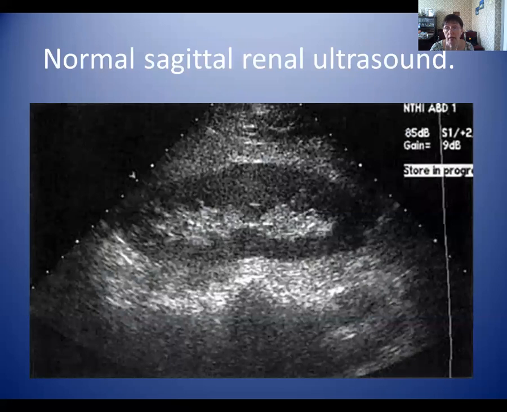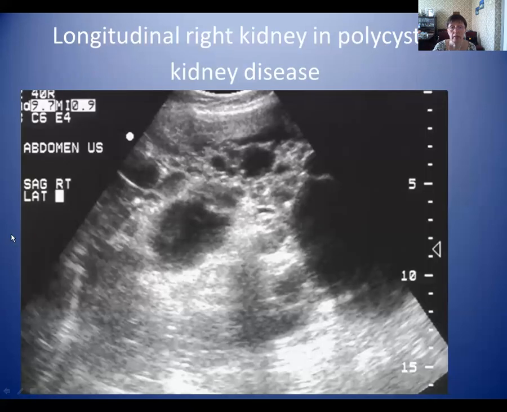Here is the example of the normal ultrasound sagittal renal view. Look, we see the kidney, and we see parenchyma, which is more dark, and in the center we see calyces and tubular system of the kidney. And here we can see a very large kidney which consists of a lot of cysts. This is the example of polycystic kidney disease.